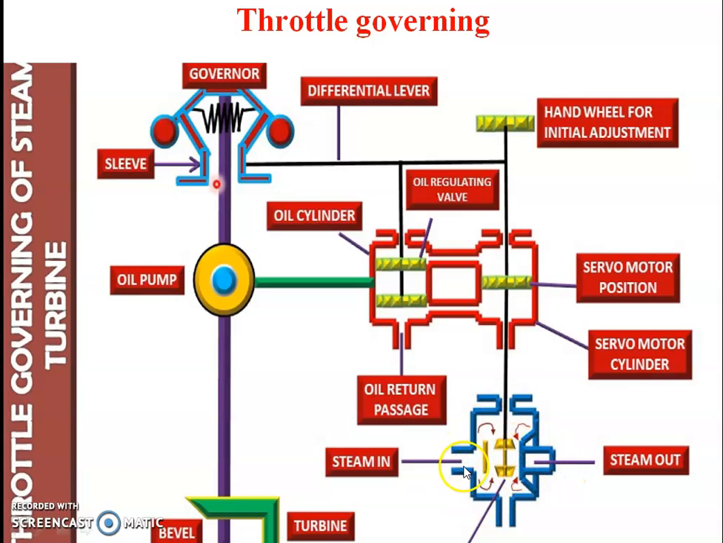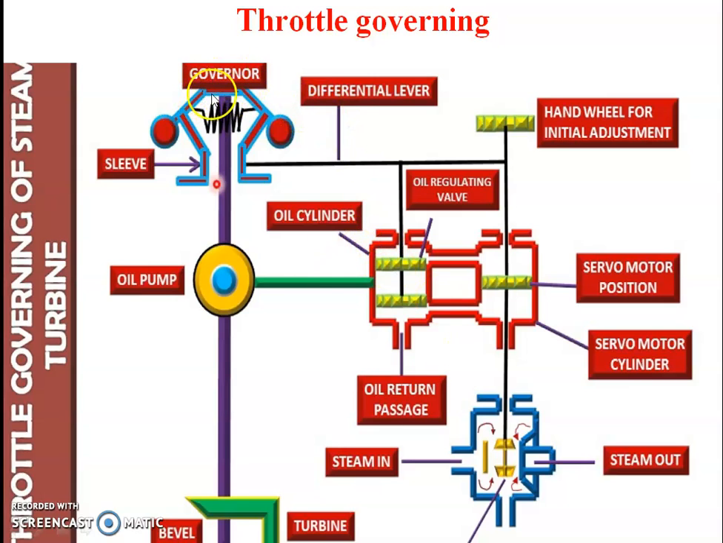The main function of throttle governing is that it is simple in operation, but thermodynamically inefficient, as the available heat drop is reduced by the irreversible throttle process. This process is called the throttle governing process.